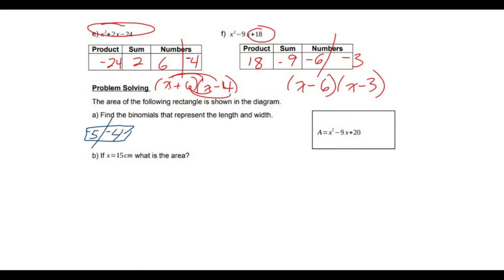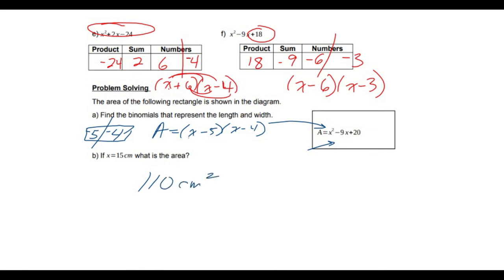Right? You add those together to get negative 9, multiply together to get positive 20, which tells you that area equals this times this. Okay? So it says find the binomials that represent that. Those are my binomials. And if you FOIL it out, you'll find that that is exactly correct. So if x equals 15 centimeters, what is the area? All you have to do is plug that into this equation here and multiply it out, and you will find that your answer should wind up being 110 centimeters squared.